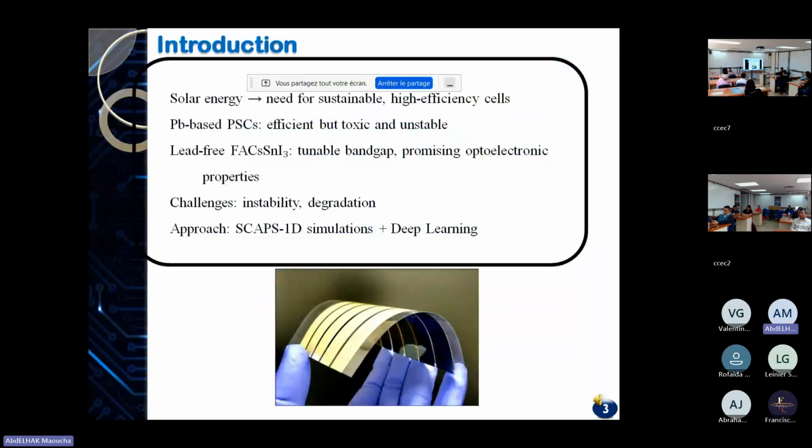Perovskite solar cells are one of the most promising next-generation photovoltaic technologies. However, most high-efficiency devices today are lead-based, which raises toxicity and stability concerns. That's why we focus on formamidinium cesium tin triiodide, a lead-free perovskite. It offers good optical and electrical properties, but suffers from degradation and instability. To address these challenges, we use a combination of physics-based simulation and deep learning analysis to optimize the device.